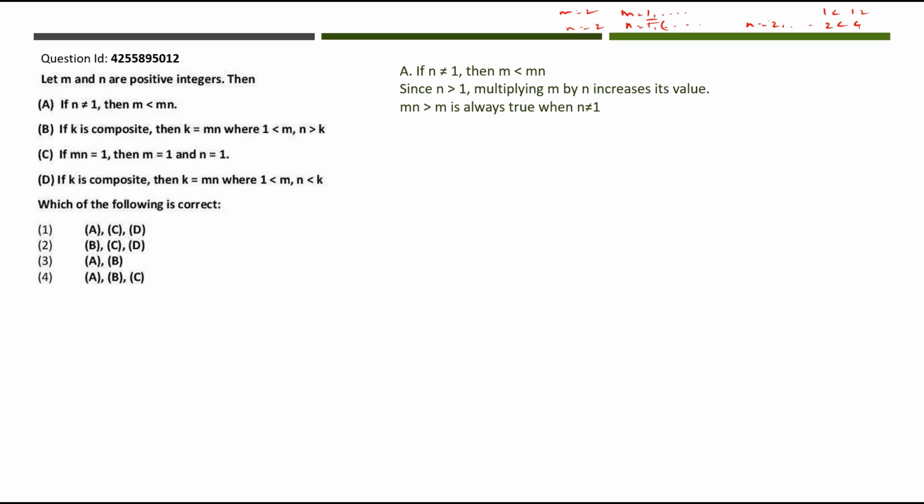They have said M and N are positive integers, which means M is greater than 0 and N is greater than 0, and they say N is also not equal to 1, which says that N is greater than 1.